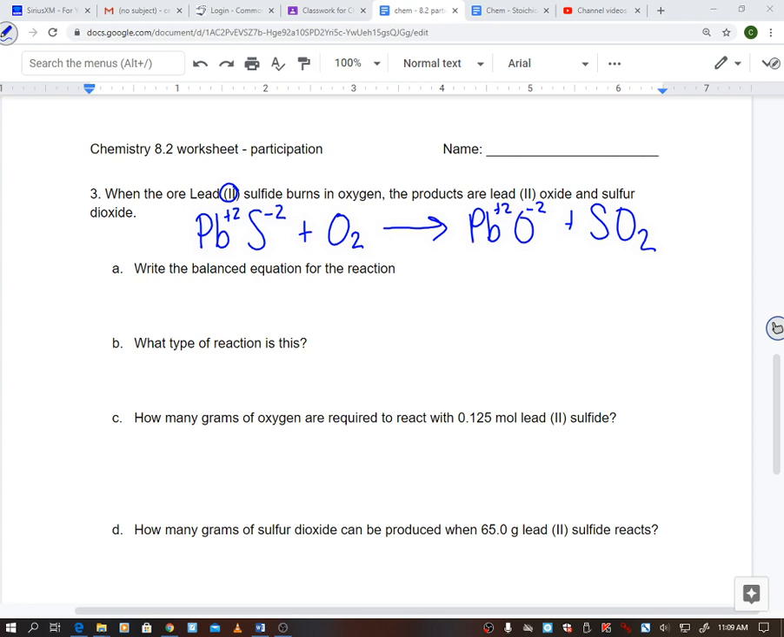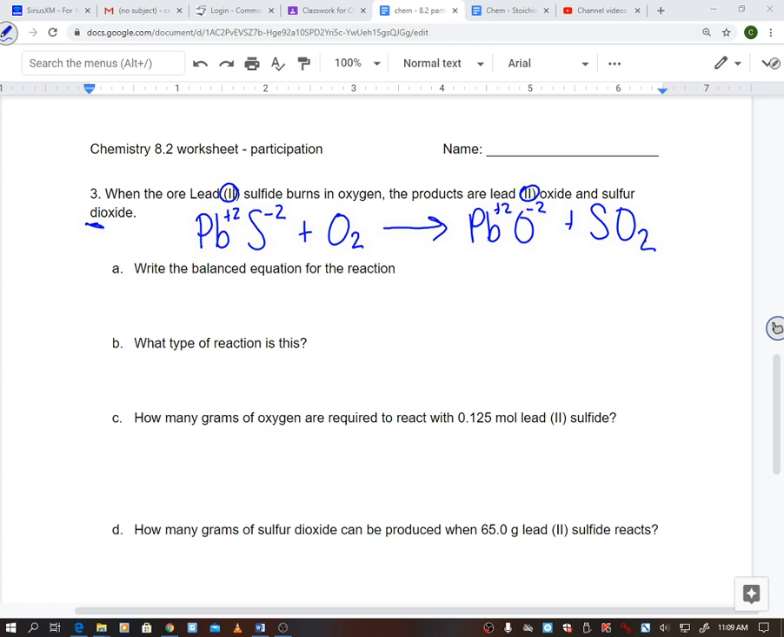So this right here, the PbO, is an ionic bond. It's got charges. That tells me it does, but the charges cancel out. When I see sulfur and I see the dioxide, I'm like, ooh, covalent. So it's going to tell me exactly how to write this. That's why it's dioxide. All right, so if I'm looking at this, though, it is not balanced.